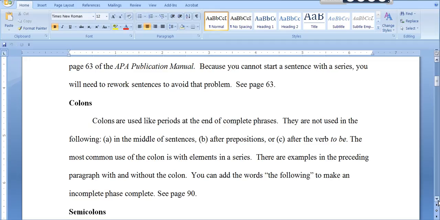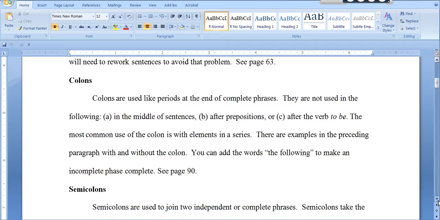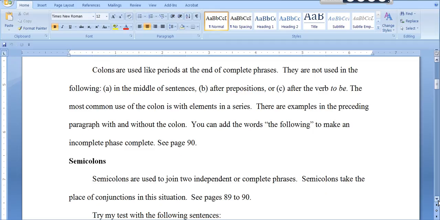Next are colons. Colons are used like periods at the end of complete phrases. They are not used in the following situations: in the middle of sentences, after prepositions, or after the verb to be. The most common use of the colon is with elements in a series, so think about that when you are putting your sentences together, that you need to enumerate your elements and when you should be using a colon.